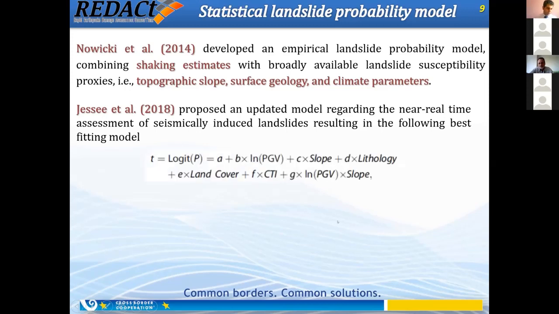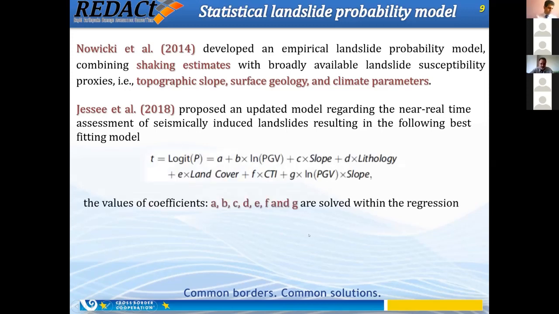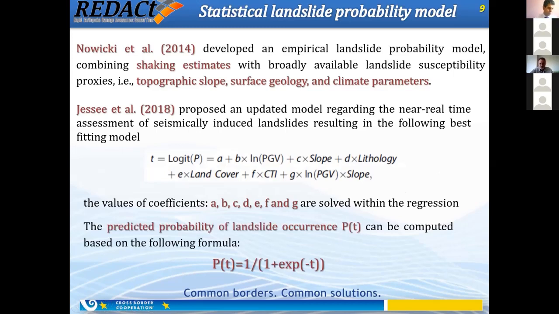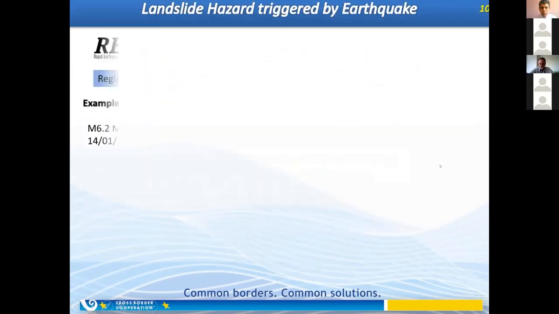The best fitting model is the one presented here, where you can see that peak ground velocity, slopes, lithology, land cover, and the compound topographic index, which is an indirect index for wetness, are used, and all the coefficients A to G are solved within this regression. The predicted probability of landslide occurrence is the following one, provided that we have already calculated a parameter T in this way.